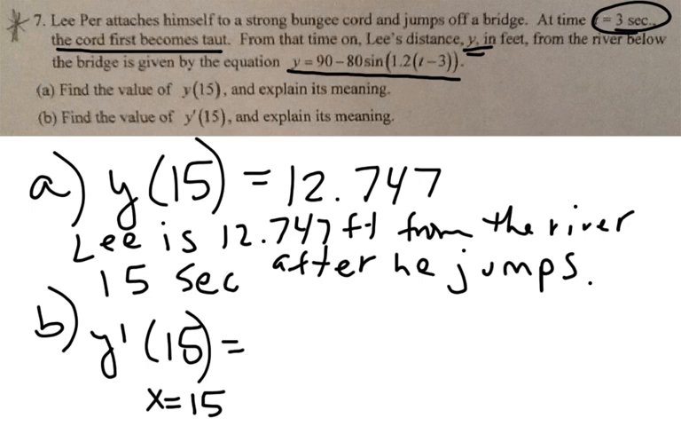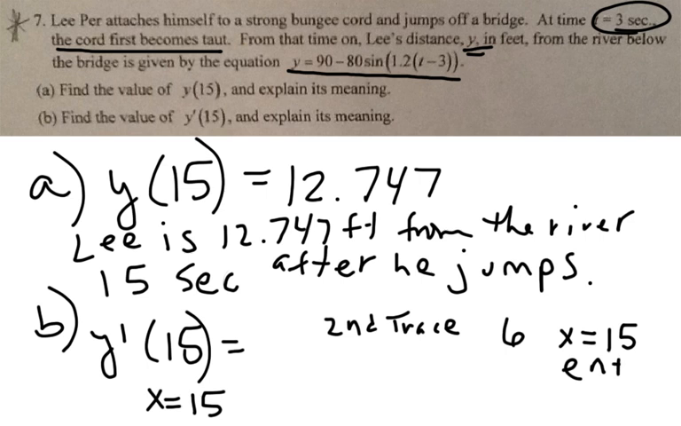Then you're going to hit second and the trace button for the calculate menu. And then you're going to hit number 6 for dy/dx. And then you're just going to type in 15. And the screen will automatically come up with an x equals 15 at the bottom. And then you hit enter. And then on the screen it's going to tell you that the derivative is equal to 24.942, rounding to 3 decimal places, which is the answer.